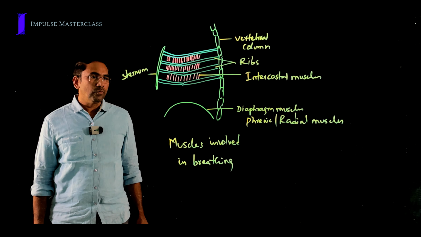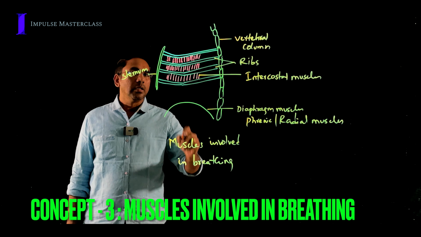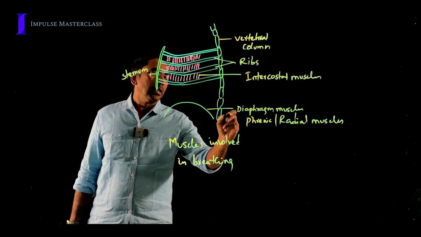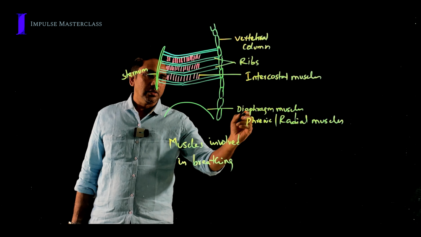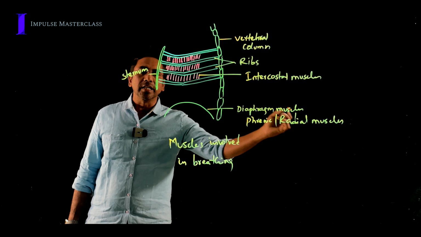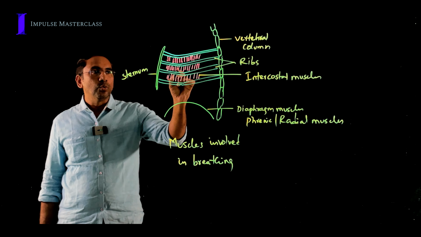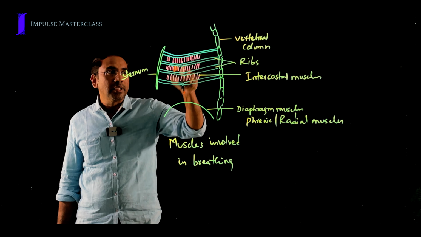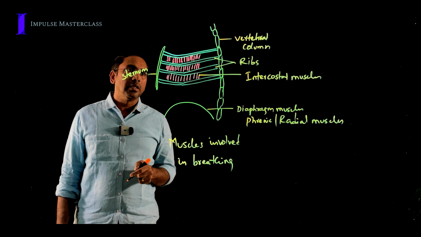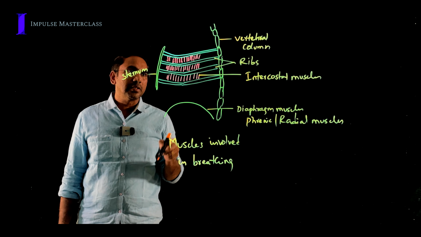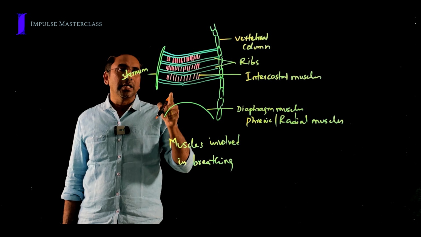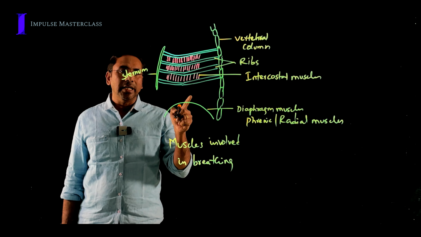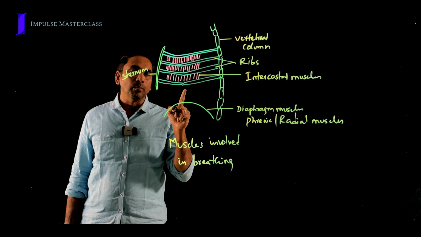Now let's see the muscles involved in breathing. The very important muscles involved in the mechanism of breathing are: number one, diaphragm muscles. They're also called phrenic or radial muscles. Number two, intercostal muscles. As they are found between the ribs, the name given is intercostal muscles. Actually, there are two types of muscles: internal intercostal and external intercostal muscles. So these are the muscles that play an important role in breathing.